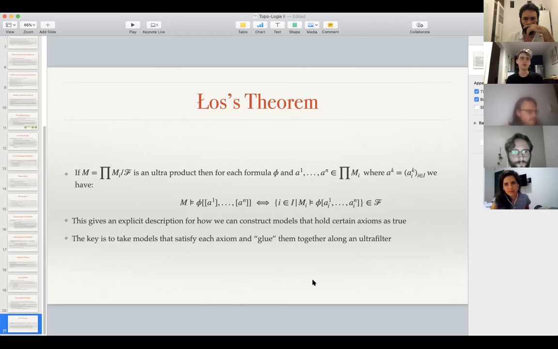So Łoś's theorem says I can take a bunch of models that individually maybe satisfy different axioms, and I can glue them all together along an ultra filter, identifying certain things in the ultra filter, and get a new model that satisfies all these things. We can concretely say what the axioms are and what it satisfies. So Łoś's theorem is kind of the central theorem of model theoretic forcing. It's what gives you the necessary and sufficient conditions. And that's the last slide I have.